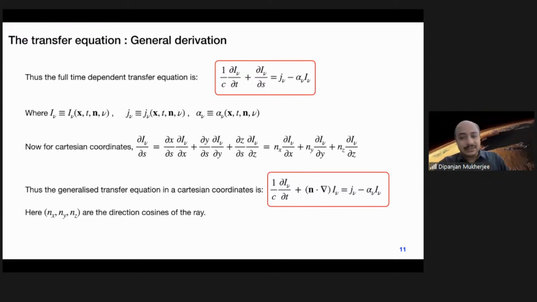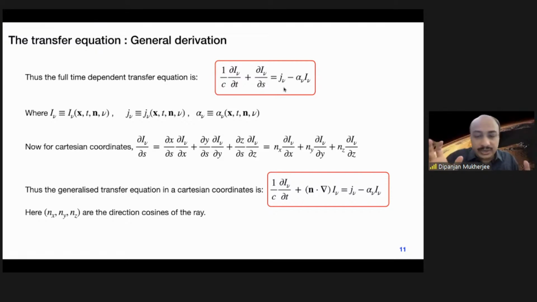If you have a time-dependent intensity field, then the full form of the equation has to be written this way: 1 by c del I nu del t plus del I nu del s equals j nu minus alpha nu I nu. So essentially we have an added extra term, 1 by c del I nu del t, which gives you the change in intensity due to some process that is a function of time within that particular volume.